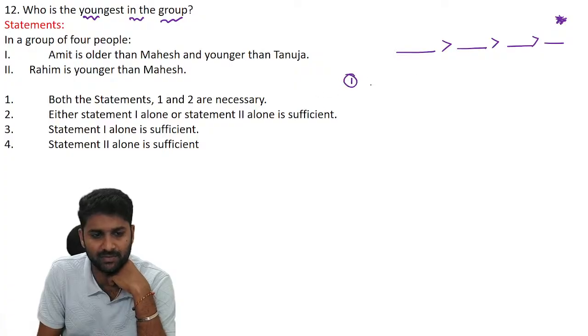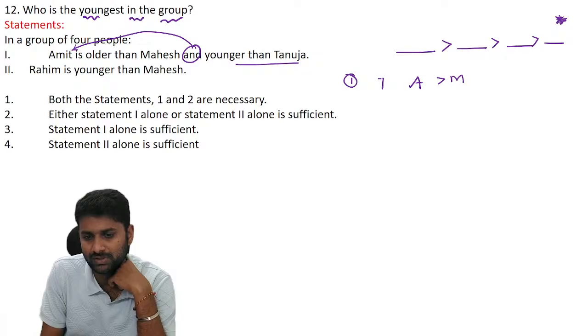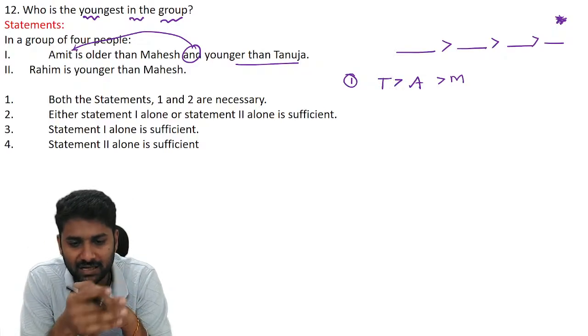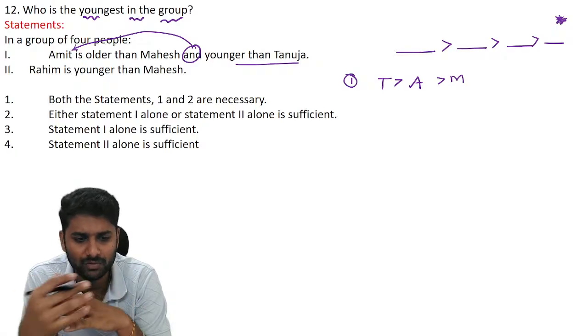Let's take statement number 1. Amit is older than Mahesh. And again they are talking about Amit: Amit is younger than Tanuja. So we can say that Tanuja is elder than Amit. Amit is elder than Mahesh. So in this information, we don't know the data about the fourth guy.